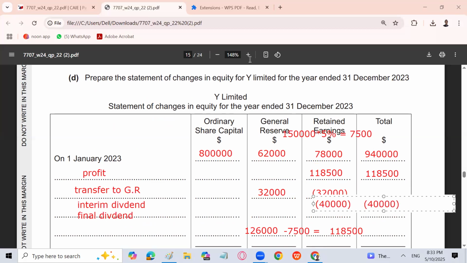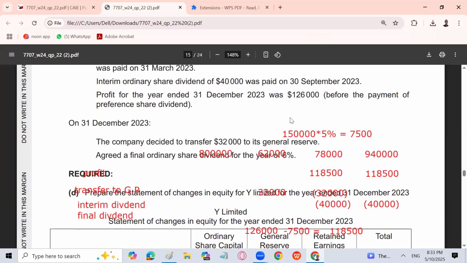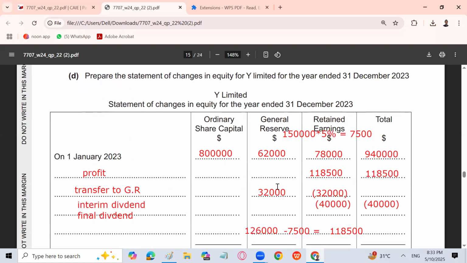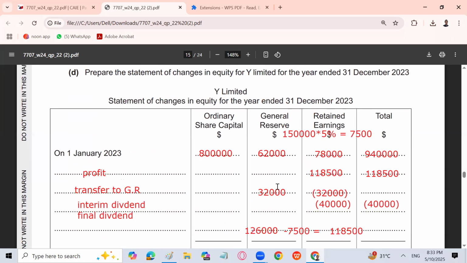And then I'm going to write the final dividend, that is the final ordinary share dividend of 43,000 for the year, which was paid on 31st March. This is not a proposed dividend. This is basically dividend paid in the current year. It needs to be recorded in the books of account. So I will record this dividend, which is going to be 43,000. It also comes in the total column, obviously, 43,000.